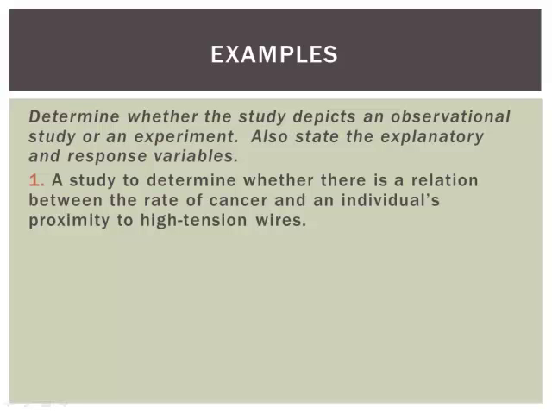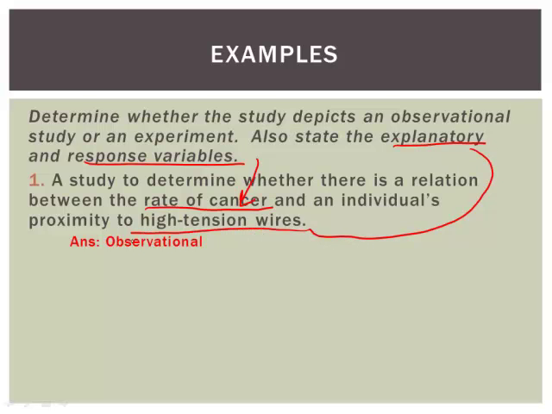Okay, welcome back. This is an observational study, right? Because, I mean, what would make this an experiment? That could be certainly a good follow-up question, right? An experiment would be you take a random group of people and you assign one group to live near high tension wires and the other group to not live near high tension wires, and then measure the cancer rate. And by the way, the response variable here is the rate of cancer. So that's the response variable. And the explanatory variable is the proximity to high tension wires. Okay.